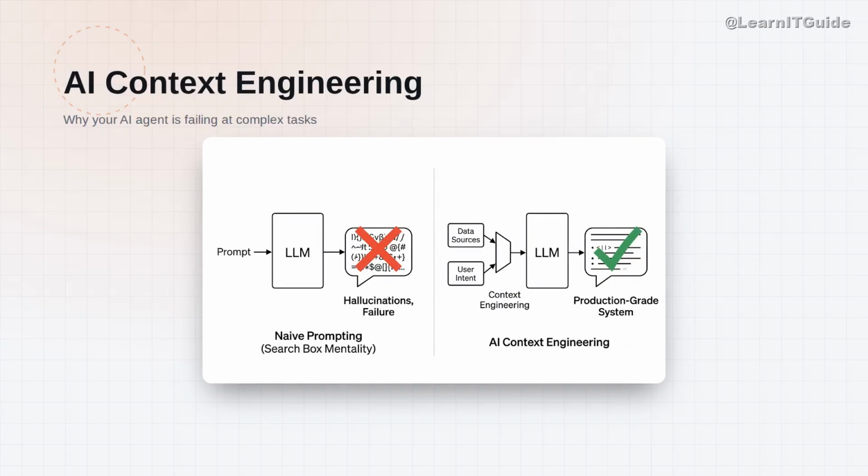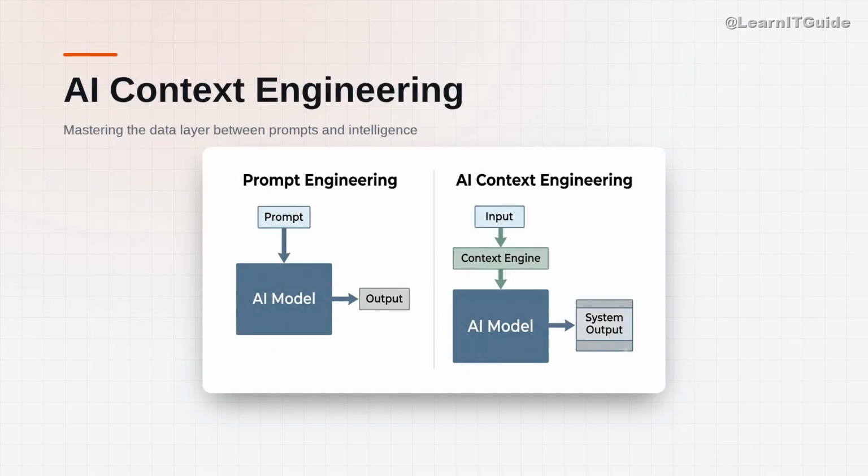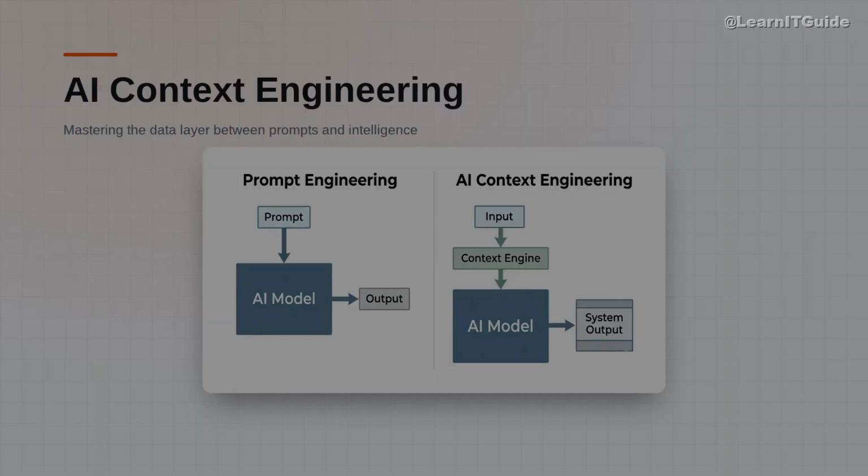Hey everyone, welcome back. In this video, I'm going to explain AI context engineering. And you know why this matters? Most engineers treat LLMs like a search box, but that is exactly why their agents hallucinate and fail. Getting this right is the difference between a toy prototype and a production-grade system. This is the core discipline of AI development. Let's move beyond simple prompt engineering and start building systems that actually work.